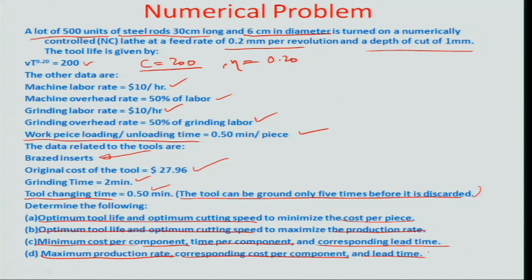So for doing this, the first thing that we need to consider is, let us say, the first case corresponds to the optimum tool life and cutting speed so that the cost per piece is minimized.